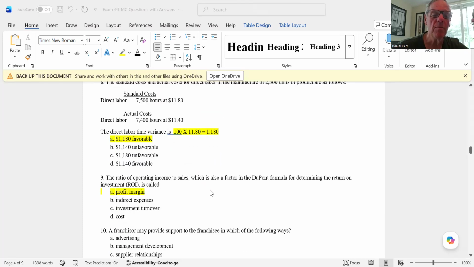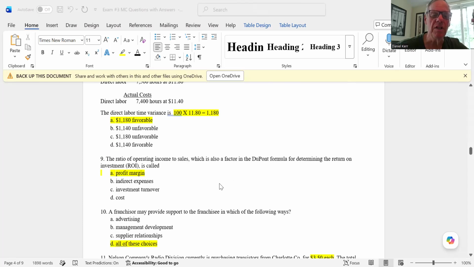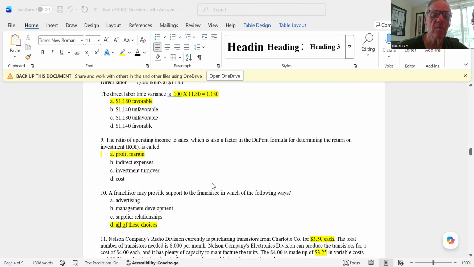Number 9, the ratio of operating income to sales. Another word for that would be the profit margin. Operating income divided by sales, that is called the profit margin. It was in one of the take-home questions, so the answer there is A.